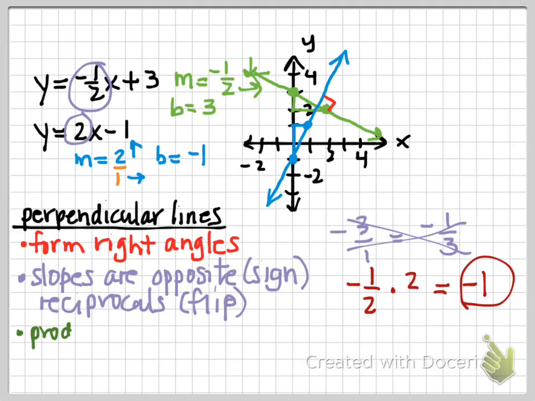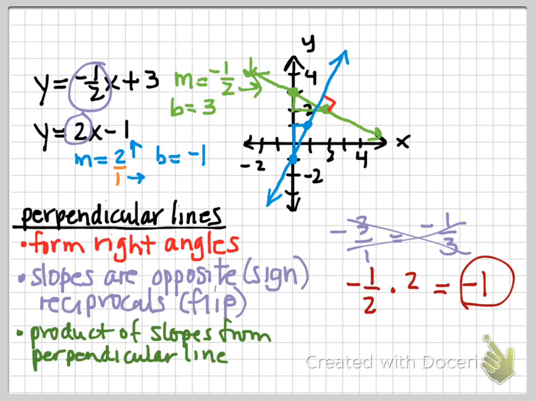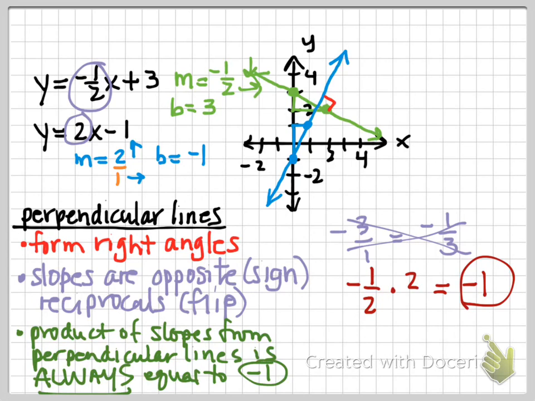The product of slopes from perpendicular lines is always, I'm yelling at you, capital letters, underlined, equal to -1. So that's a different way that if they give you 2 lines and they ask you, hey, are these perpendicular? Take the 2 slopes, multiply them. If you get -1, your answer is yes. If you get anything but -1, the answer is no. Okay, so it's a quick test when they give you 2 equations.